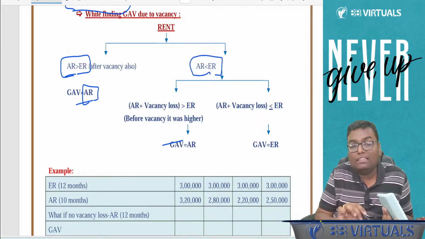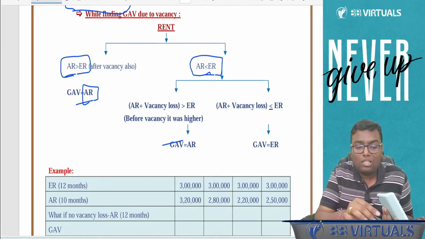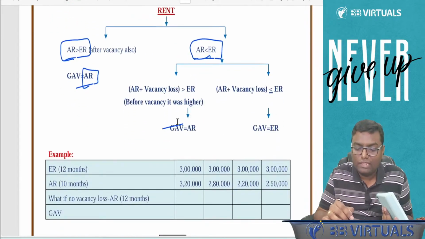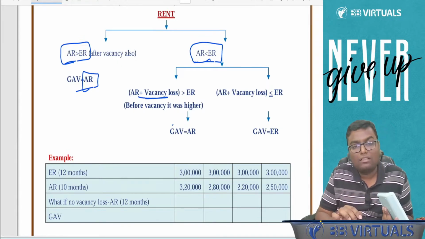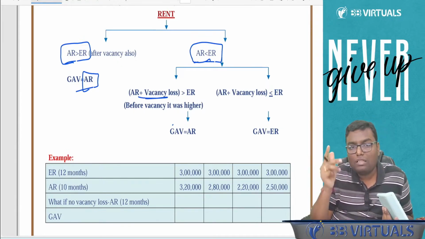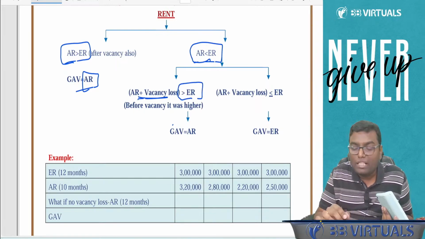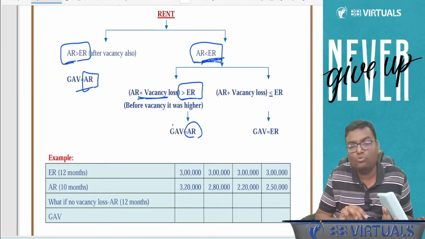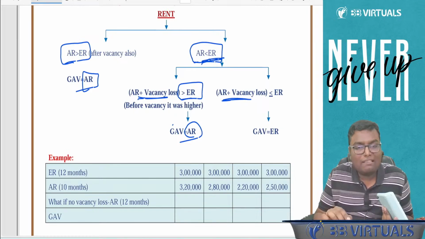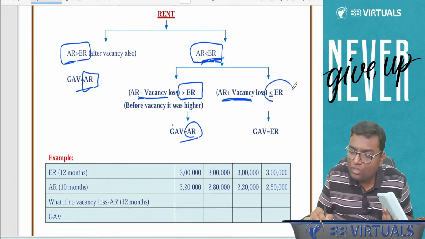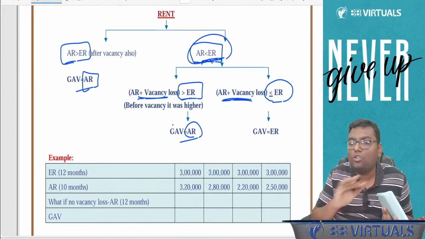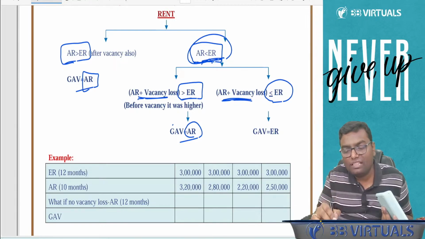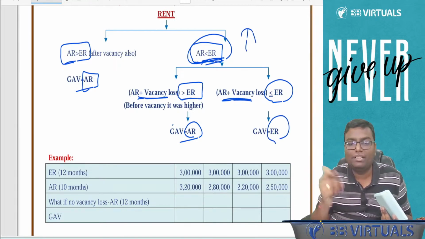If AR is less than ER, can I say now government will ask for the proof? Then what will I do? If there had been no vacancy, I will add my vacancy loss. If after adding my vacancy loss that amount is more than ER, but today it is less than ER, government will give me the concession, GAV will be actual rent. However, if I add the vacancy loss and that notional amount is also less than or equal to ER, and today also it is less than ER, government will not give me the concession, GAV will be whichever is higher and that will be expected rent.